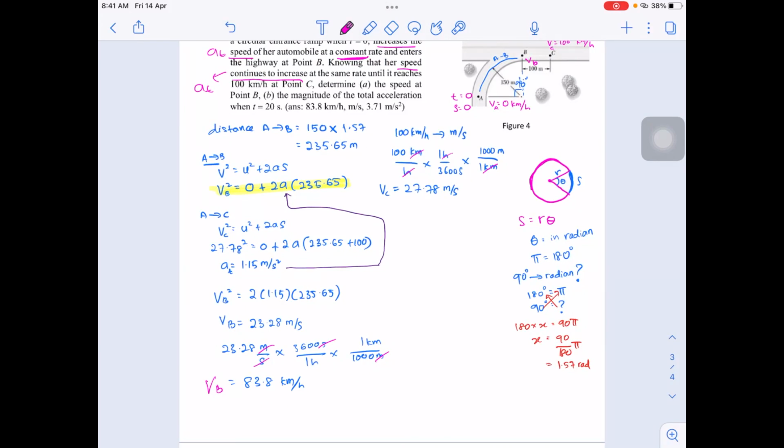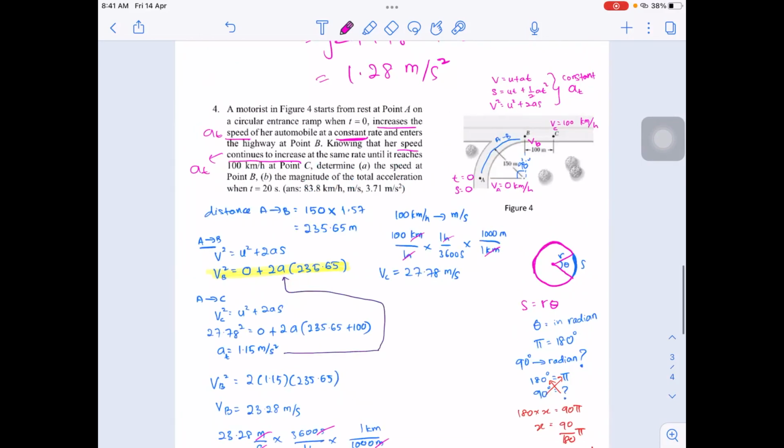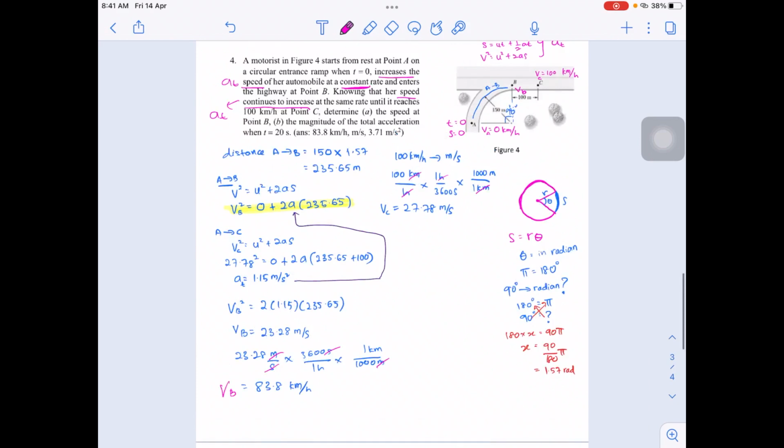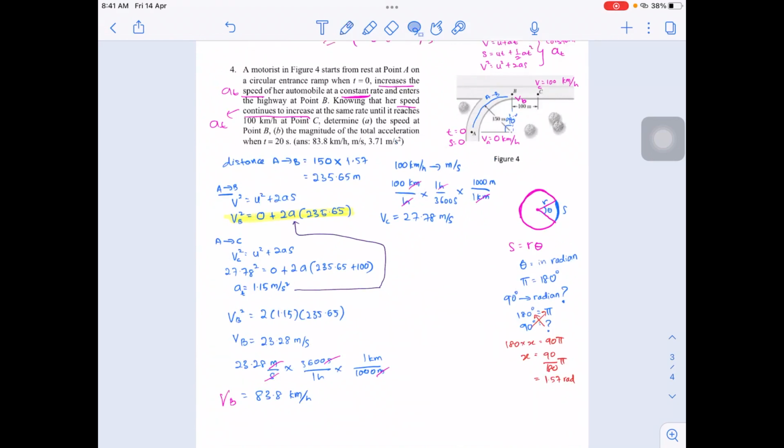And then the magnitude of total acceleration when t is equals to 20 seconds. Saya copy balik ni sebab kena cari AN. Ya betul, cari AN. Sebelum tu you kena identify dekat worksheet. Okay, jap.